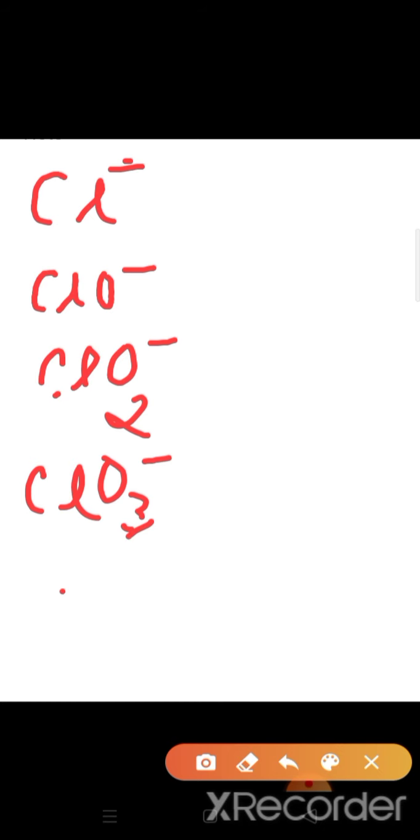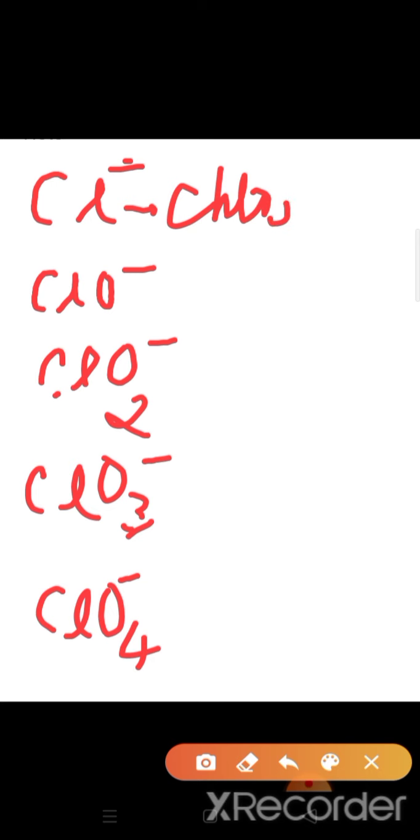Then what are the names of these ions? For the minimum we use hypo and for the maximum we use per. It produces 4 kinds of ions. Then what will be the names of them? What is the name of Cl negative? You all know, its name is chloride. When it creates four kinds of ions, we select these two anions, ClO2 negative and ClO3 negative. What is the name of ClO2 negative and ClO3 negative?